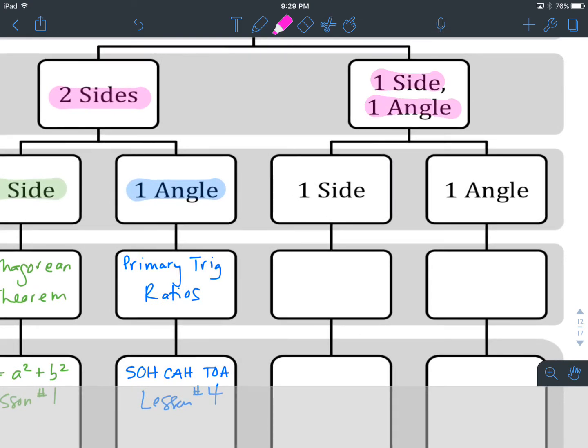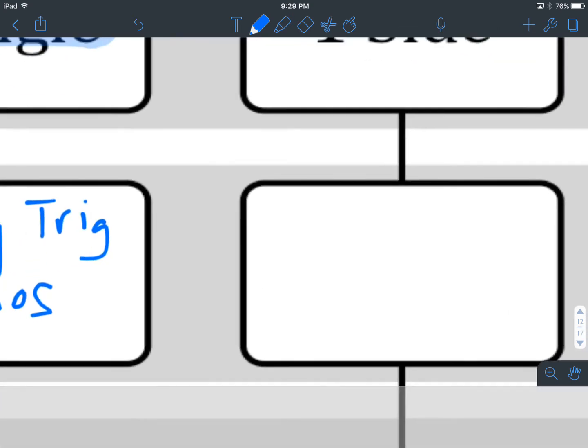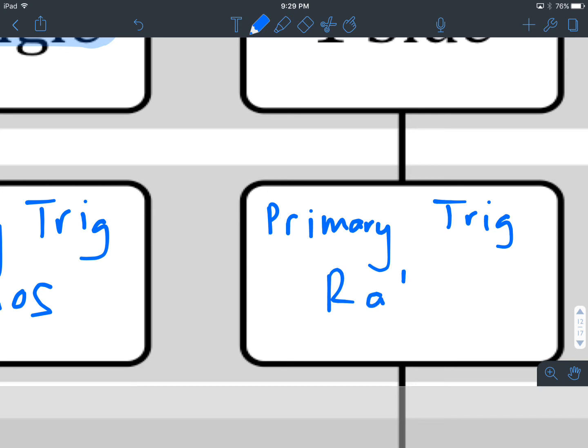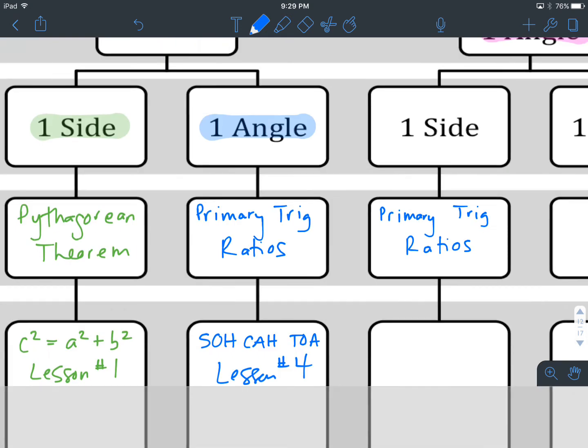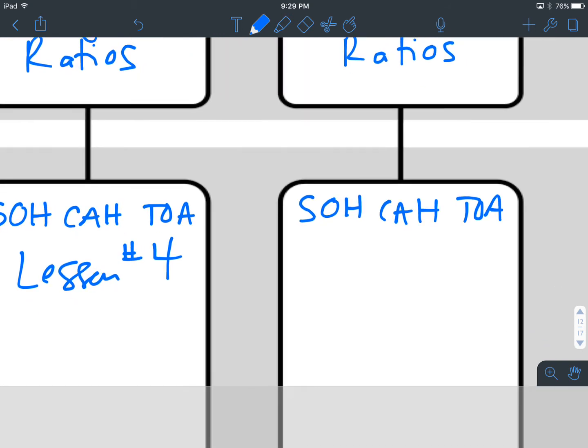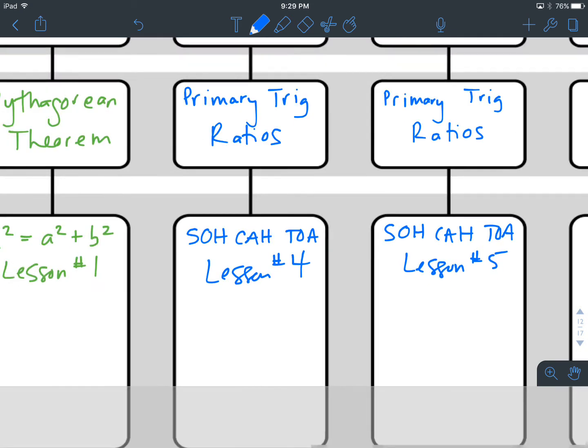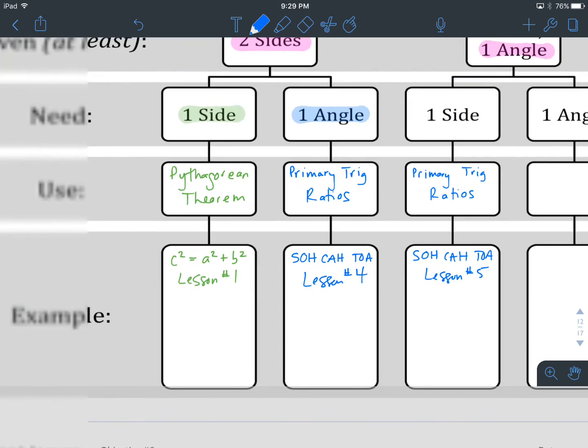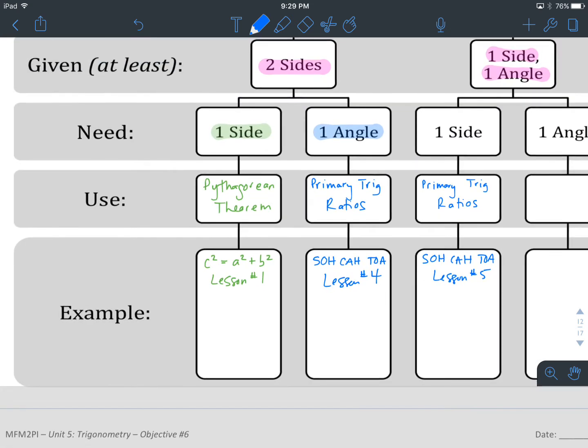And what we want to find is one other side on this triangle. Again, we are going to use primary trig ratios. And we went over finding side lengths. So SOH CAH TOA, that's what we used. And that was in the last lesson we did actually, which was lesson number 5. So again, I'd like you to go back to the lesson. Find an example that suits this particular instance where you are given a side and an angle and you want to find a missing side.